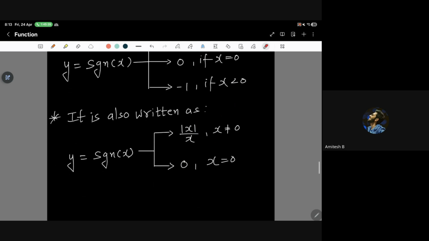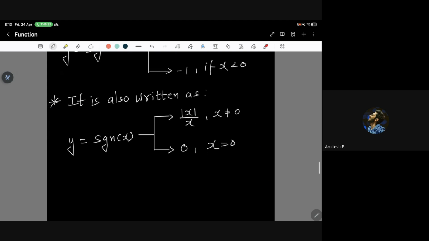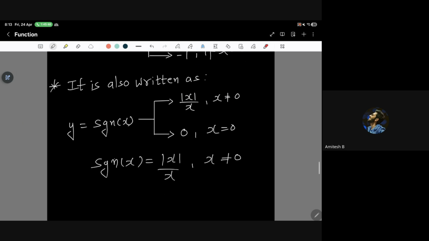So this is one of the important substitutions which we need sometimes. Signum of x equal to mod x upon x, x not equal to 0. So x into signum of x is basically mod x. Sometimes we need this mod x in the situation, so we replace x into signum of x with mod x.